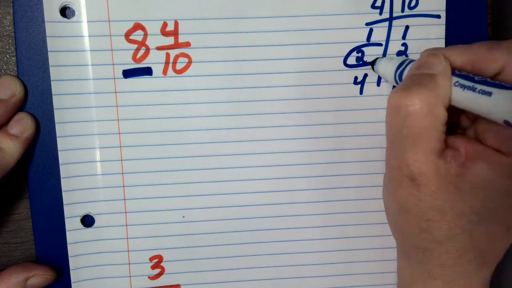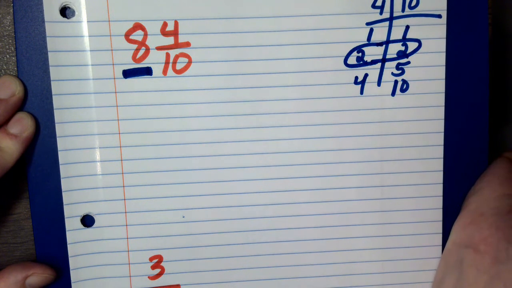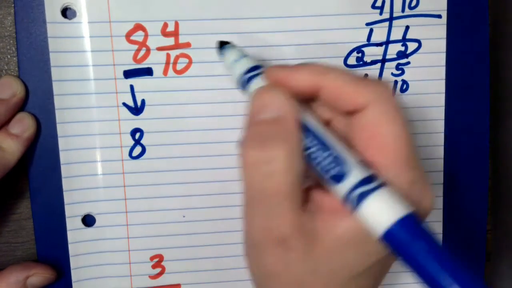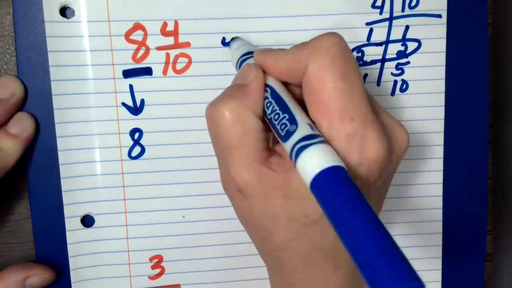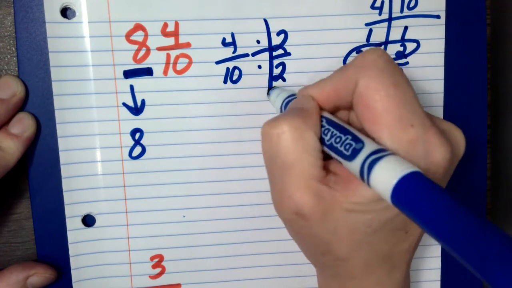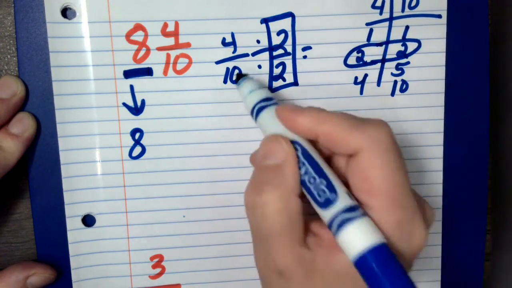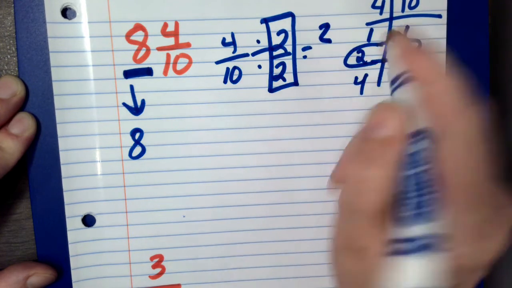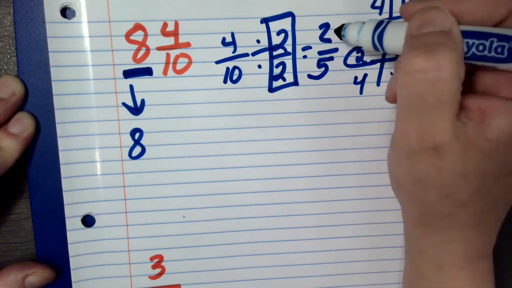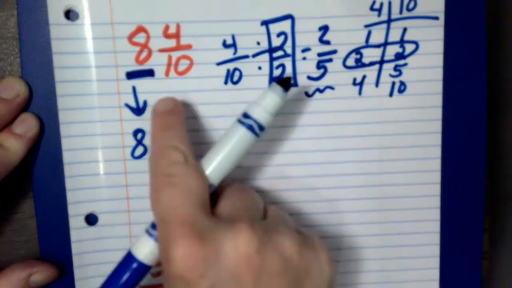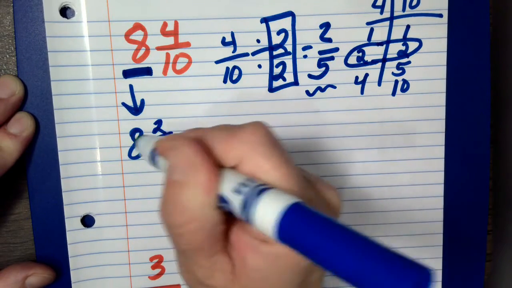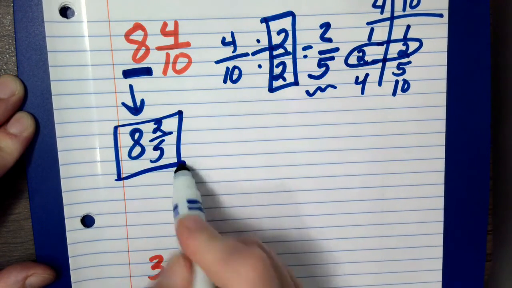So my common factor, my greatest common factor, is 2. So again, I'm going to keep the 8 by itself, and then I'm going to just take that 4/10. I'm going to rewrite it over here, and I'm going to divide it by 2 over 2, or 1. 4 divided by 2 is 2. 10 divided by 2 is 5. So I'm just going to take this answer, which is the 2/5, and change 8 and 4/10 into 8 and 2/5. And now my answer is in simplest form.